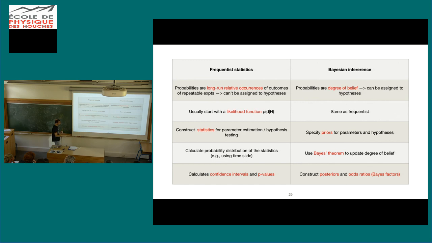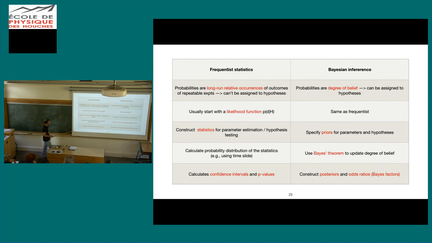From a Bayesian point of view, you need to specify priors, which are prior probability distributions on the parameters and the hypotheses that you're considering, whereas from a frequentist point of view, they don't enter the picture at all. In frequentist statistics, you need to calculate the probability distribution of the statistics that you write down. Sometimes you can do that calculation analytically. Most of the time you have to do that numerically by simulating multiple copies of the data. For example, as one does in LIGO, use time slides to produce different realizations of noisy data.